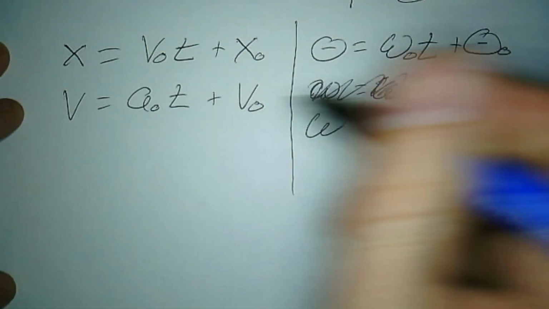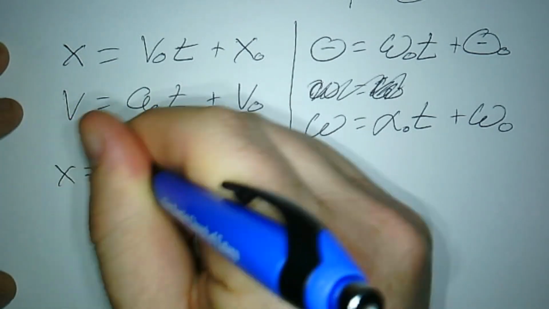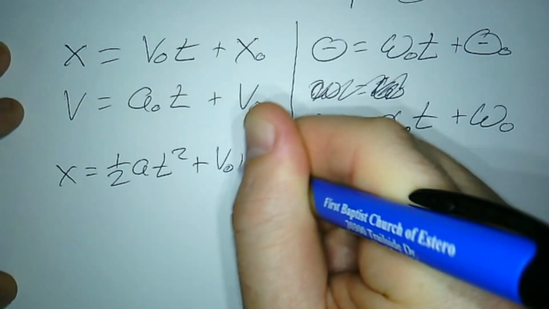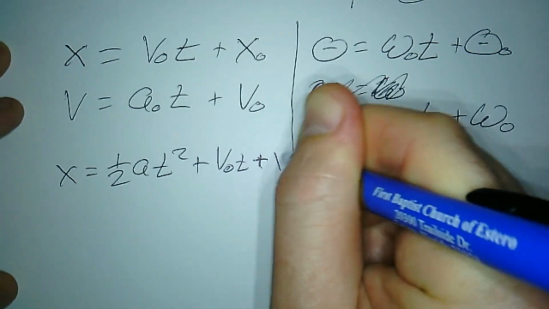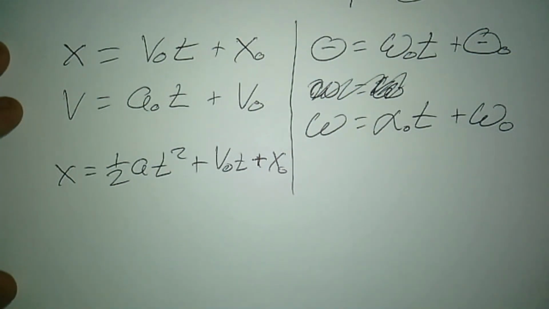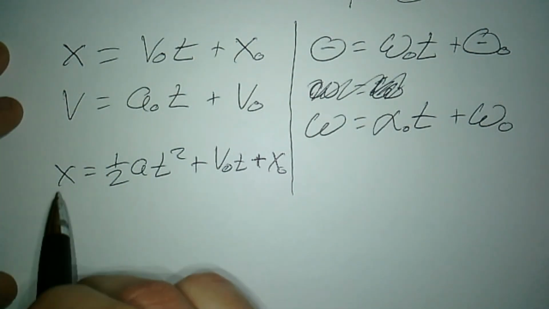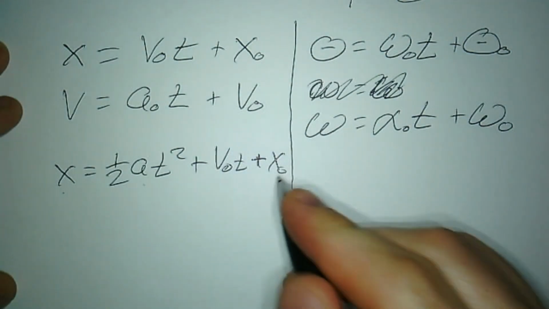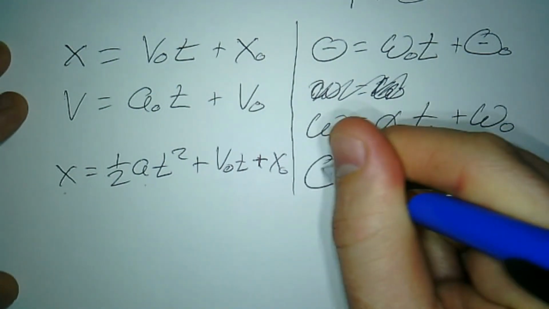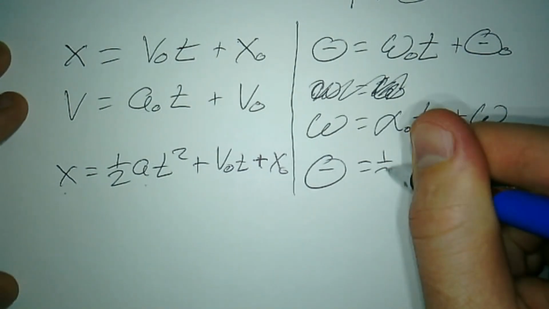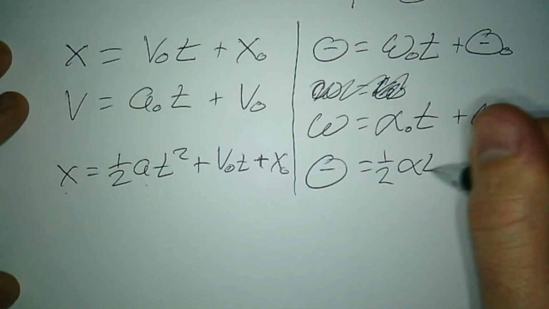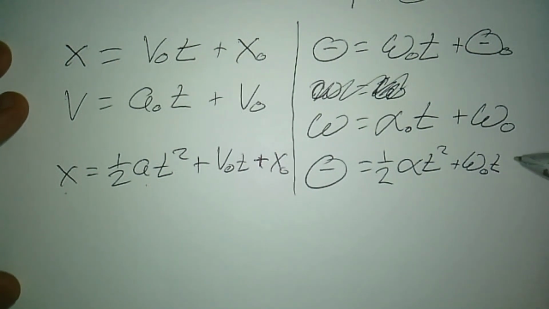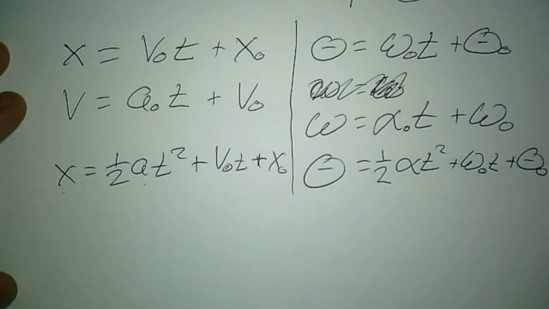Okay, so the next one I have is x equals 1/2 a t squared plus v naught t plus x naught. If I divide that whole equation by r, each term, I've got x over r is going to be theta, a over r is alpha, v over r is omega, x over r is theta. So I'm going to say theta is equal to 1/2 alpha t squared plus omega naught t plus theta naught.